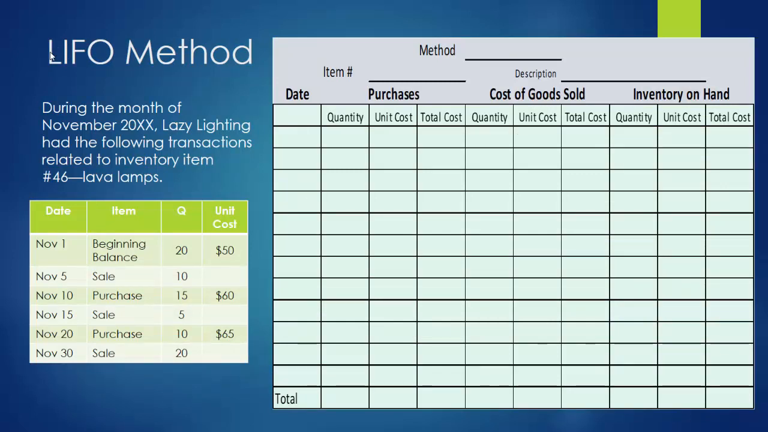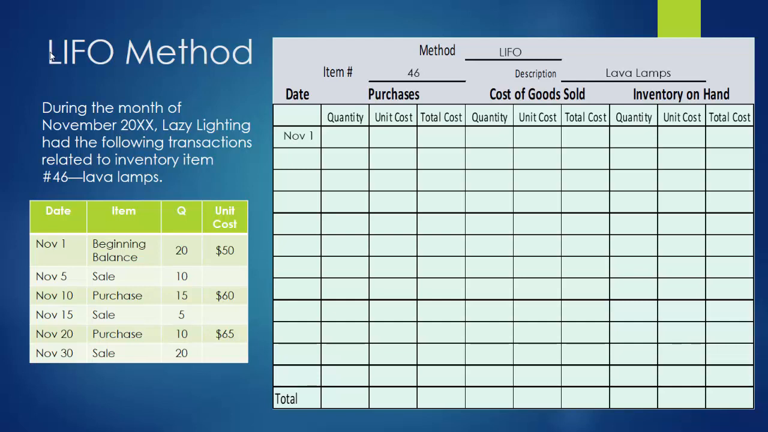For the LIFO method, we're going to repeat the same process that we had, but now we have one big difference. Instead of assuming that our oldest piece of inventory is getting sold first, we're going to assume that our newest piece of inventory is getting sold first. So our method is LIFO. It's still inventory item 46, and our description is that it's a lava lamp.